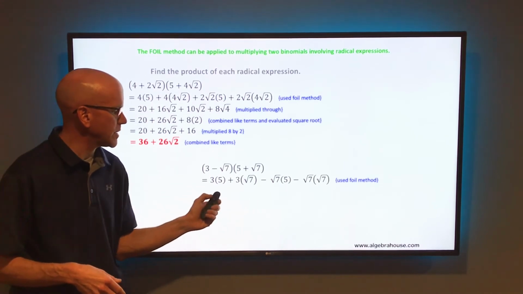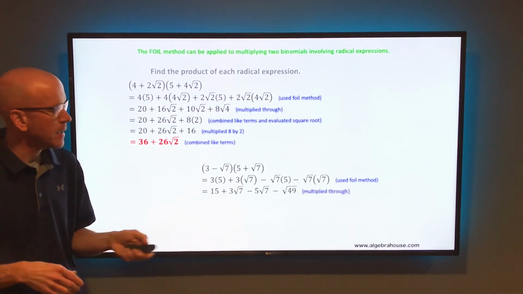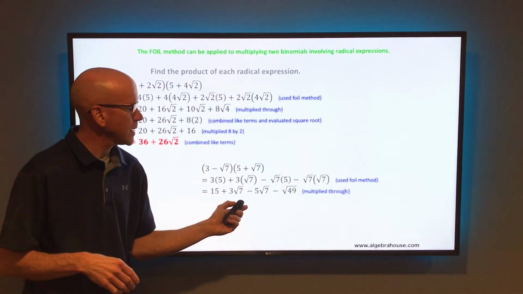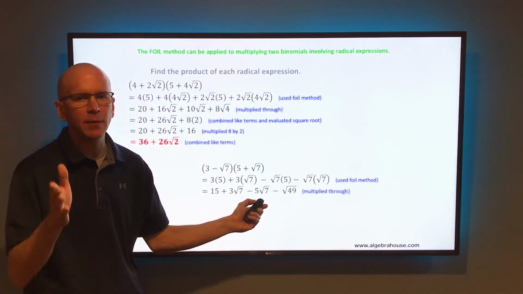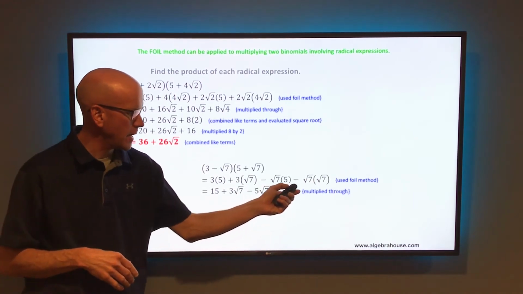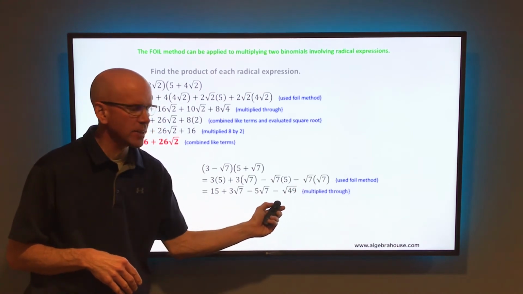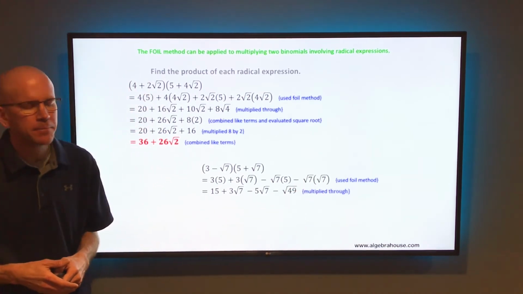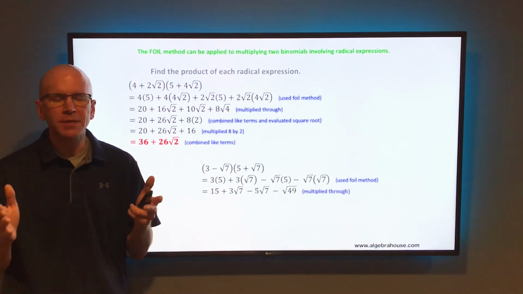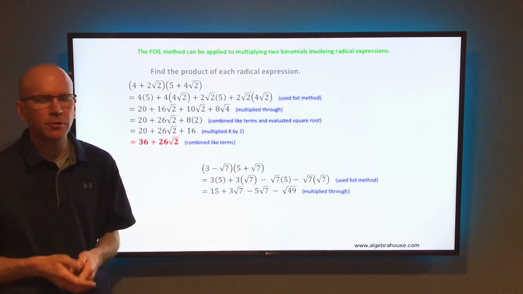Multiply through that. 3 times 5 out front, that is 15. Then you have 3 times the square root of 7, then minus 5 times the square root of 7. Again, watch your signs. And on the end, negative square root of 7 times the square root of 7, that'd be the negative of the square root of 49. So again, simplify any radicals that can be simplified, combine any like terms.